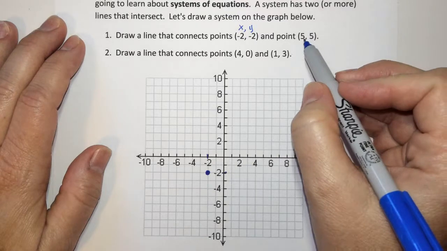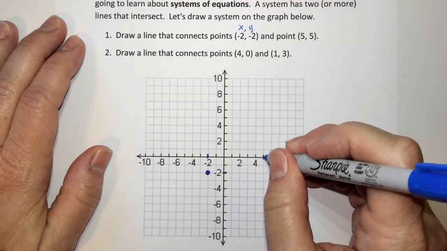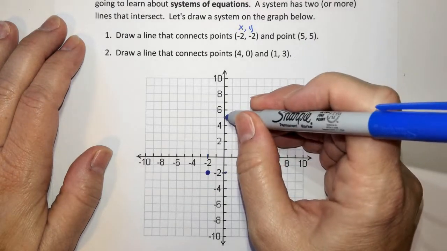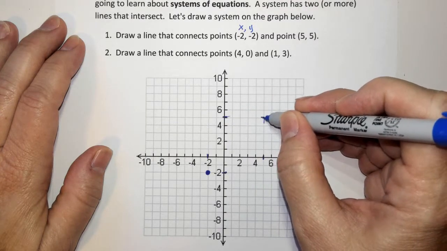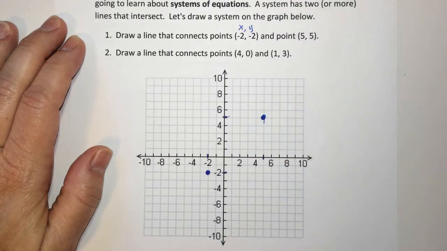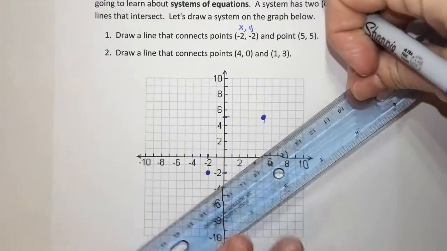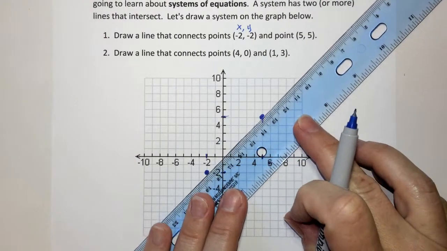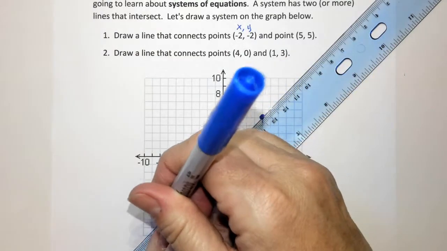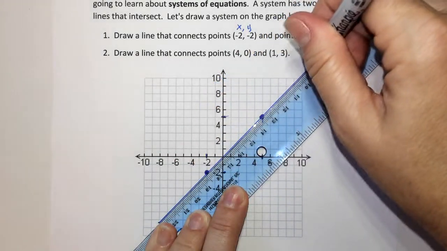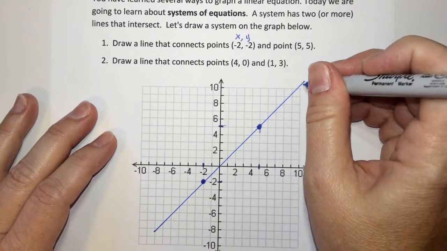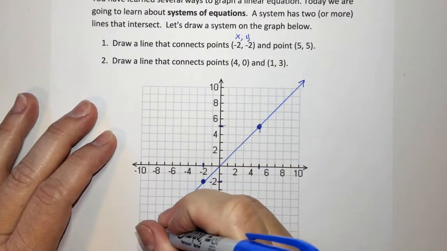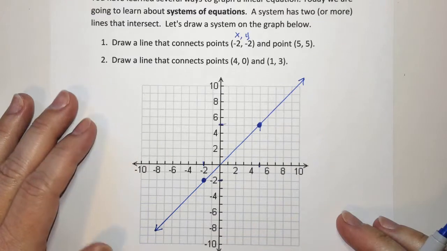The next point, the x value is 5. At the same time, the y value is 5. And where do they meet? Looks like right here. There's my second point. Take your ruler and draw your line. Remember, the end of the line needs to have arrows on it just to show that it is indeed a line that goes on forever.